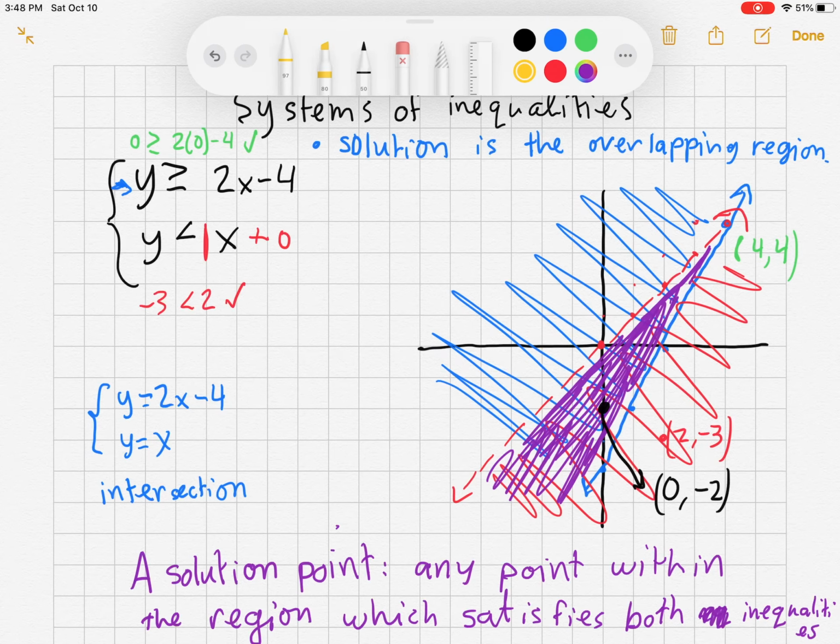So we get negative 2 is bigger than or equal to 2 times negative 2 minus 4, which is negative 2 is bigger than or equal to negative 8, which is true, and negative 2 is less than 0, which is also true. So in this case, our solution point is 0, negative 2.